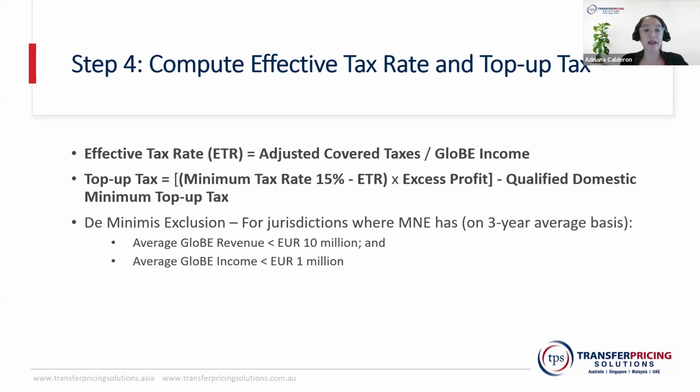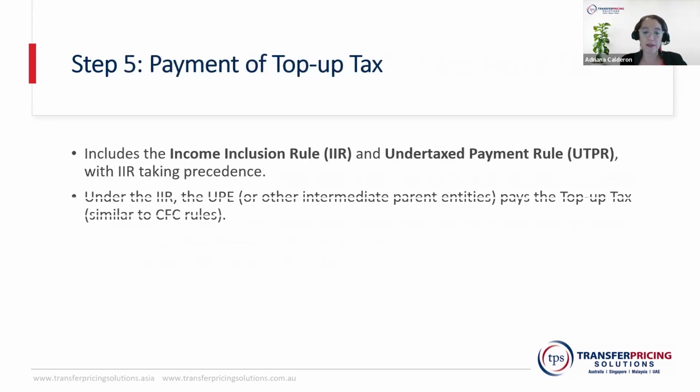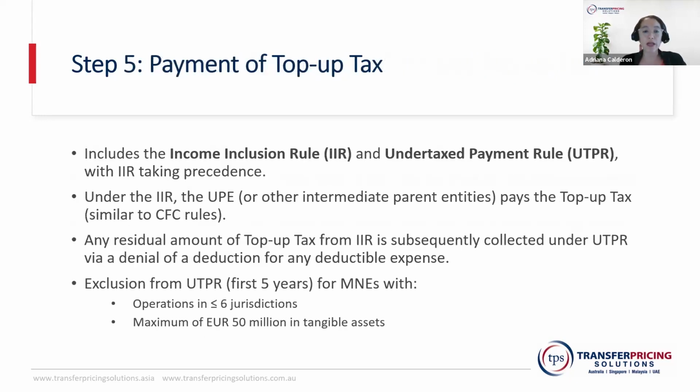There are some de minimis exclusions for jurisdictions where the multinational company has, on a 3-year average basis, average GloBE revenue below 10 million euro and average GloBE income below 1 million. So if in one of the countries the company qualifies for one of these de minimis exclusion rules, that means that company, even though it is within a group that is within the GloBE group, will be excluded from the global minimum tax.